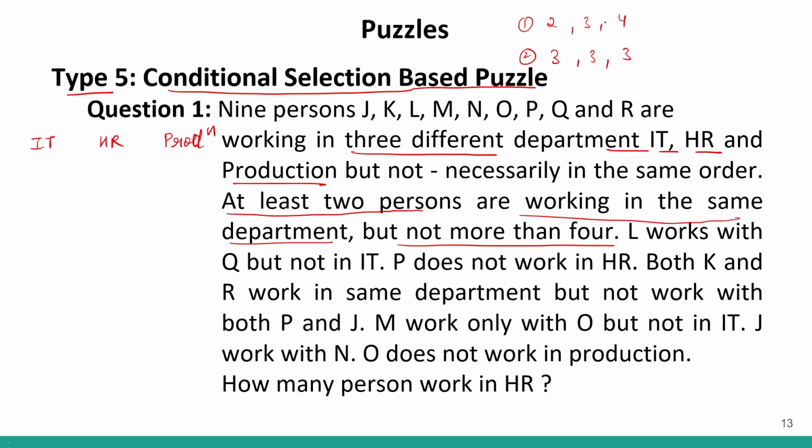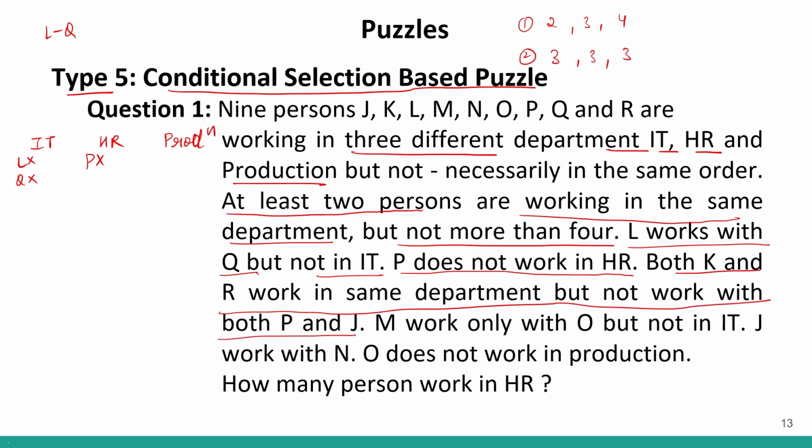Now, L works with Q but not in IT. So L cannot come in IT, Q cannot come in IT, but they work together. We will hold this information. P does not work in HR, so in HR we cannot place P. Both K and R work in the same department, but not with P and J. So K and R work in the same department, but they cannot work with P and J.